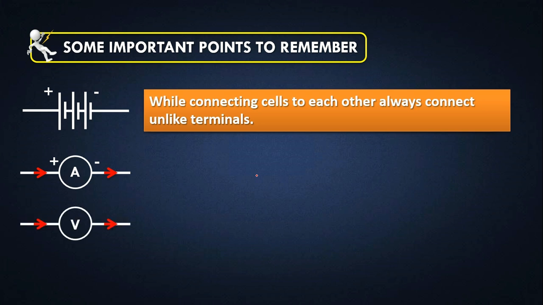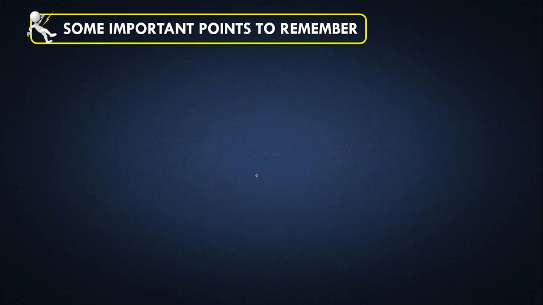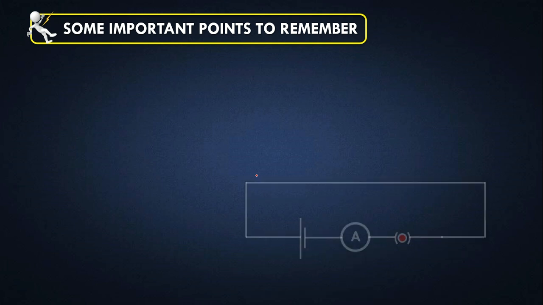Voltmeter, here it is positive terminal to negative terminal only as it is. But ammeter always connects in series, whereas voltmeter always connects in parallel. So for devices like ammeter or voltmeter, the side from which current enters is positive and the side from which current exits is negative. Okay, which is very important. And ammeter always connects in series, whereas voltmeter always connects in parallel.